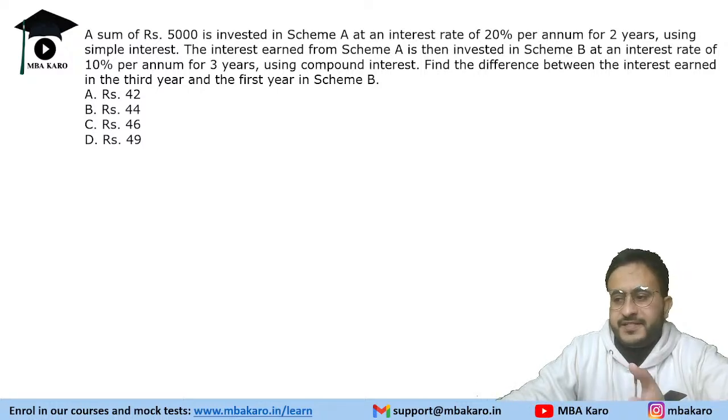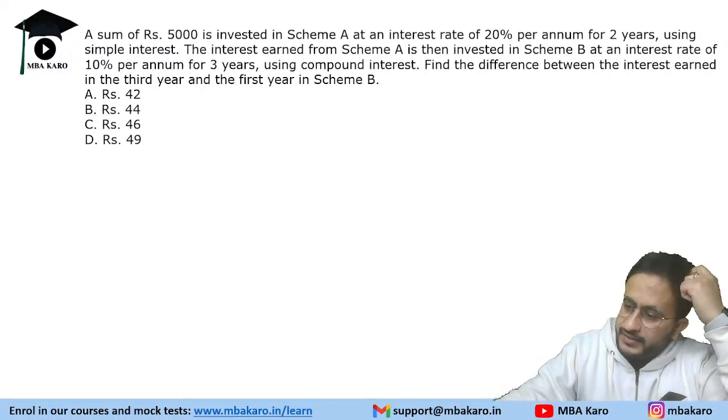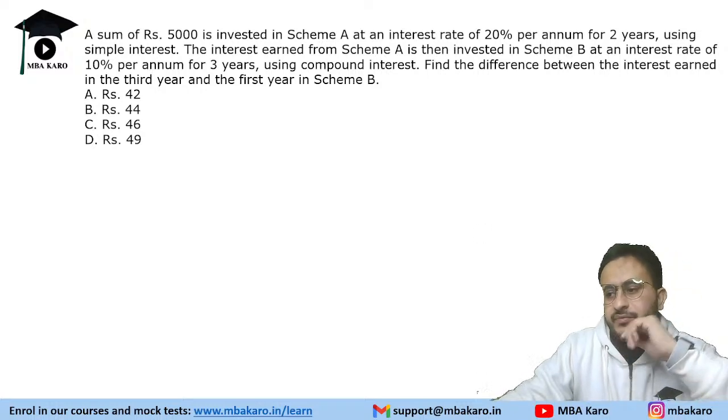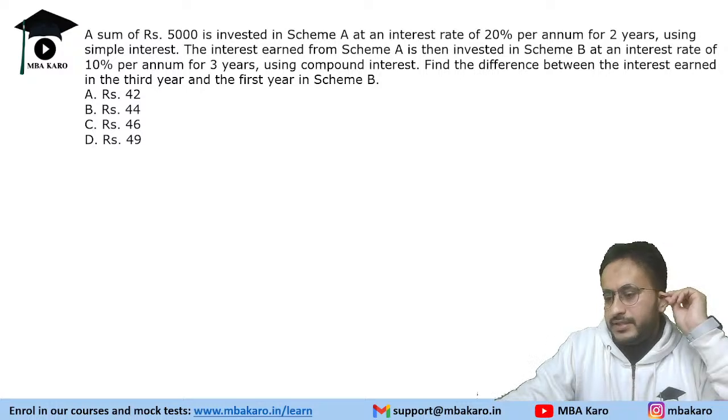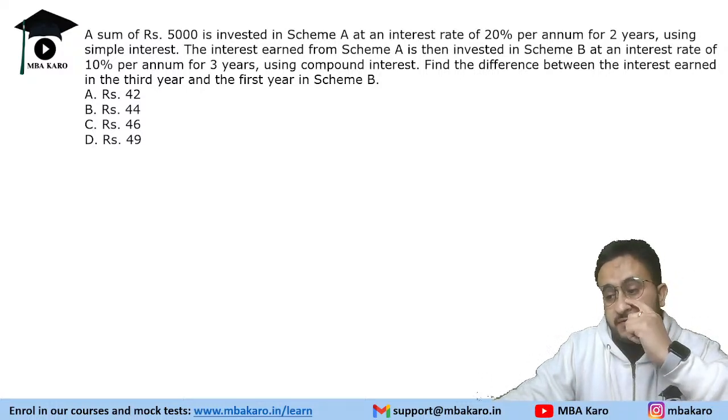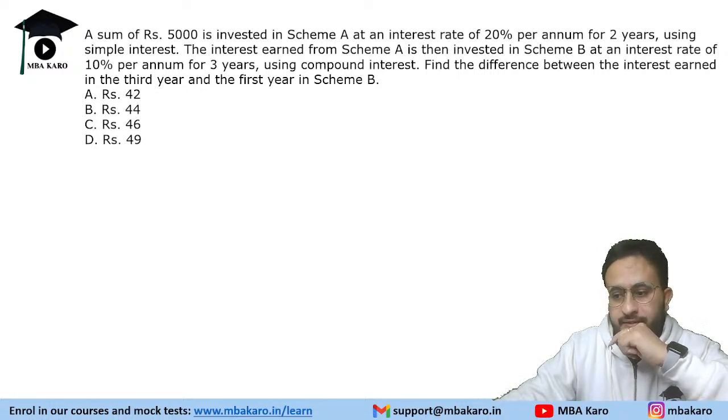So a person invested 5,000 and then he got interest, and he invested that in scheme B at compound interest. You need to find the difference between the interest received in the first year and the third year.